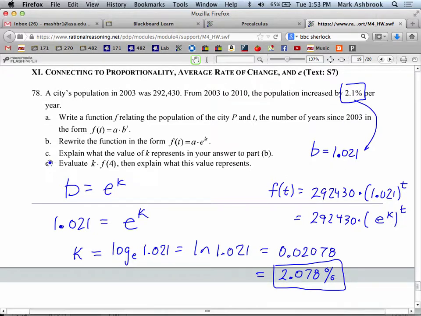We didn't do D, so don't worry about D. We didn't get to that, so hopefully you didn't spend too much time on that. Sorry.